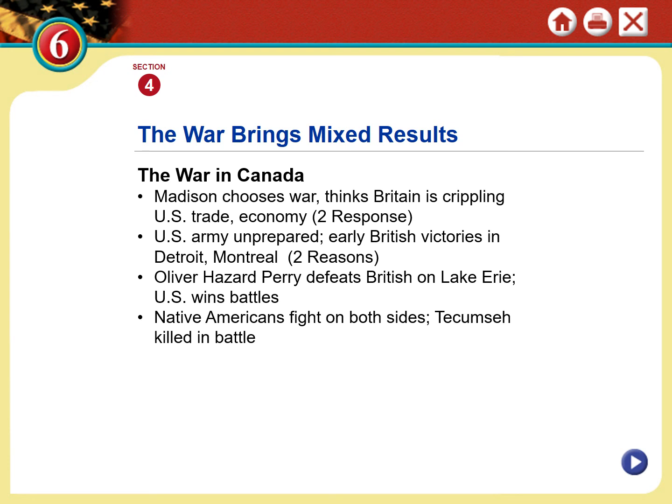The army was unprepared. It was very small. We had a very minimal standing army, as we learned about yesterday with Thomas Jefferson. And Britain had the most powerful navy on the planet. And so, early in the war, the British were kicking our butts. They won in Detroit, they won in Canada, and generally were winning the first part of the battle.